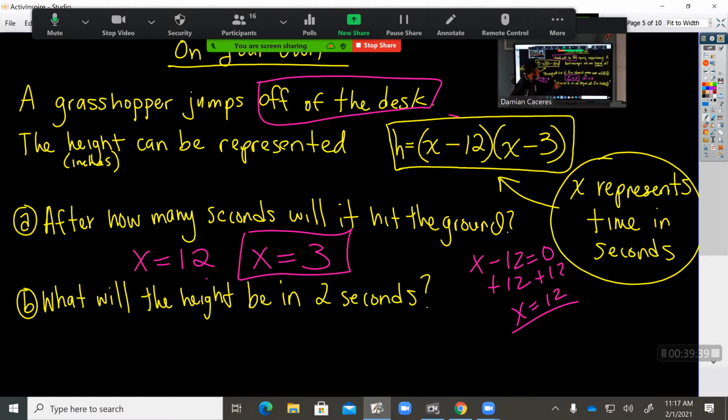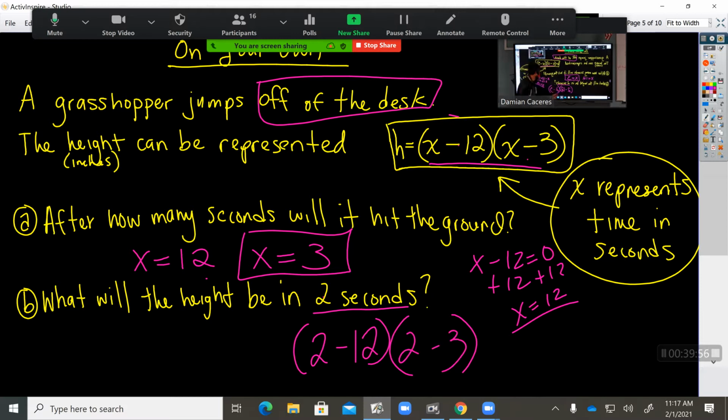You with me? So now on part B, write down the equation, but instead of x, put 2 in there because they want to know how high in 2 seconds. So 2 minus 12 times 2 minus 3. That would be negative 10 times negative 1, which equals positive 10. So that means in 2 seconds, the grasshopper would be 10 feet, 10 inches, I used inches here, 10 inches off the desk. You with me? If I would have said 8 seconds, same thing, but you put an 8 here.